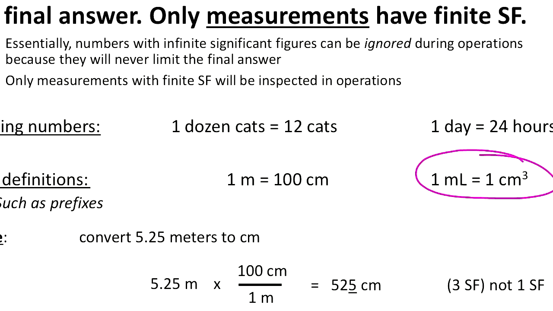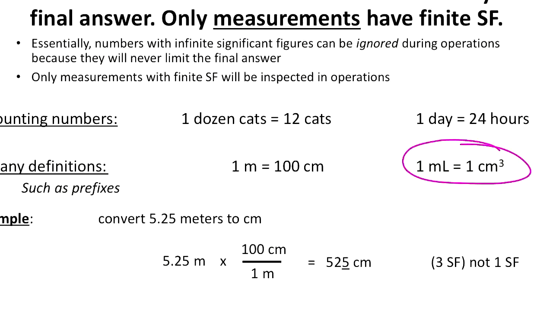Let's recall what the rule is for significant figures. It's all of the digits we report in a measurement, or all the numbers we know for certain, plus 1 we estimate. So in all of these numbers up here, the counting numbers, the definitions, every digit is certain. There are actually no estimated digits, and that's why there's infinite sig figs. So really, 1 milliliter equals 1 centimeter cubed. It really should be 1.00000 to infinity is equal to 1.00000 to infinity. So these numbers actually have infinite sig figs, right? And so we can ignore them in calculations.